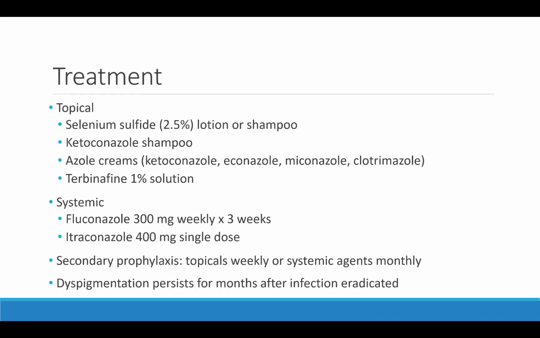Topical treatment includes the use of selenium sulfide lotion or shampoo, ketoconazole shampoo, azole creams including ketoconazole, itraconazole or clotrimazole, as well as terbinafine 1% solution. For systemic treatment, you can use fluconazole 300 mg weekly for 3 weeks or itraconazole 400 mg single dose. Secondary prophylaxis, you can use topicals weekly or systemic agents monthly. Dyspigmentation on the skin can persist for months after the infection has been eradicated.